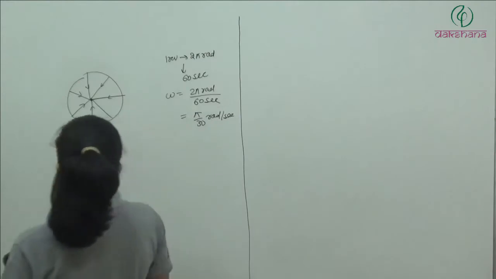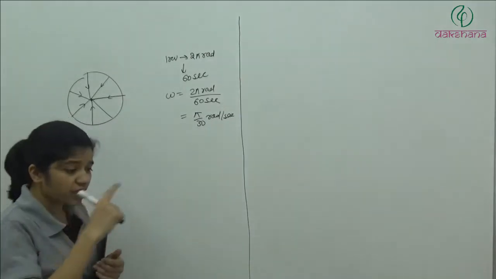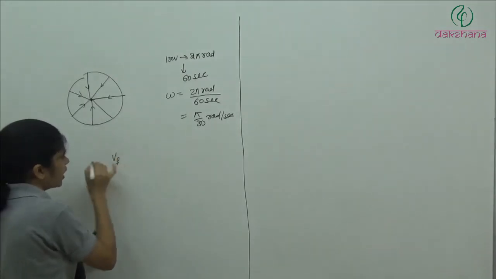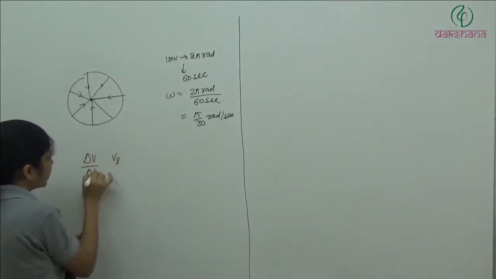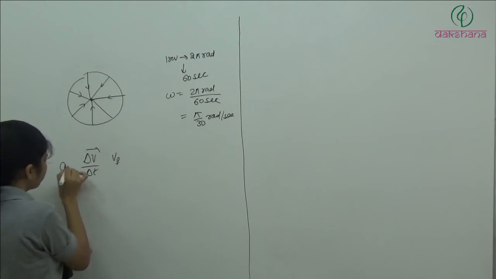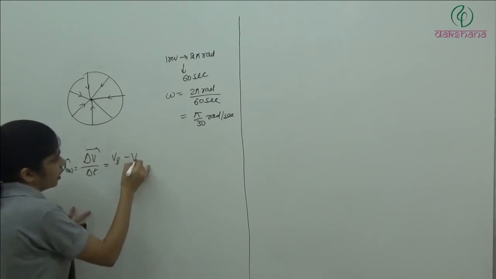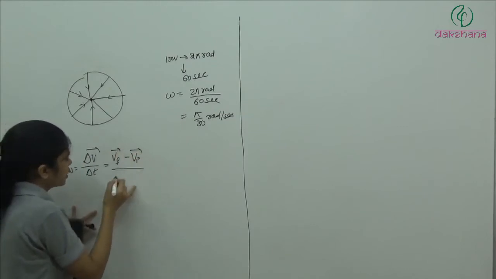First thing we can do: if we want to find the average acceleration in a duration, we use V final minus V initial, or delta V by delta T. It gives us the average acceleration when we have a large interval delta T. So V final minus V initial divided by delta T.